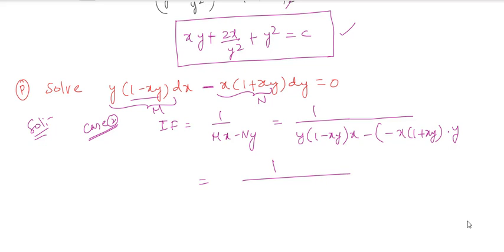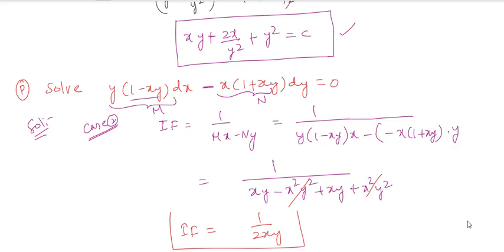Now if I multiply this, I get 1 by xy − x²y², sorry, this is xy and x²y². Minus of minus, plus xy, again you will have plus x²y². So these two will get cancelled. You will have 1 by 2xy as the integrating factor. Am I right or not? Yes, this is my integrating factor.